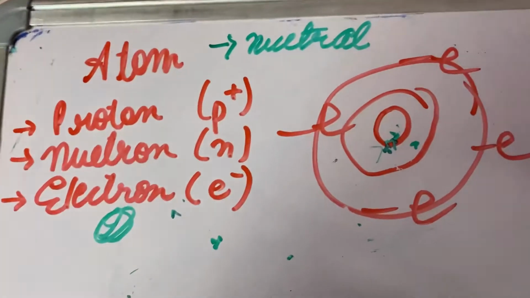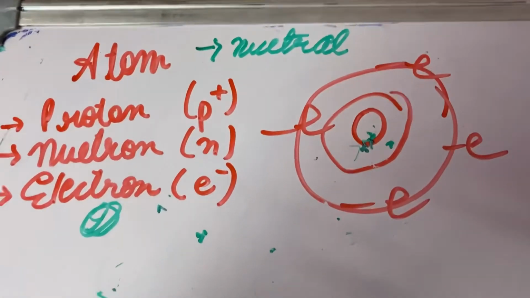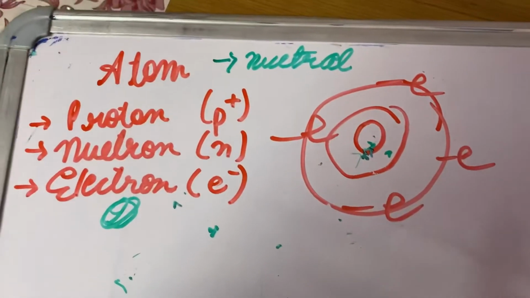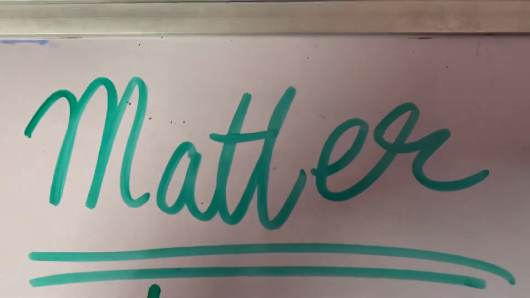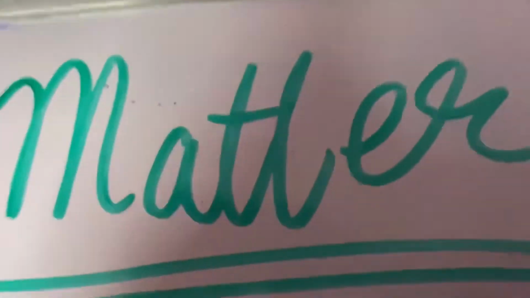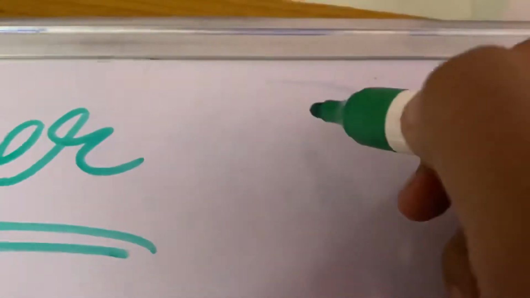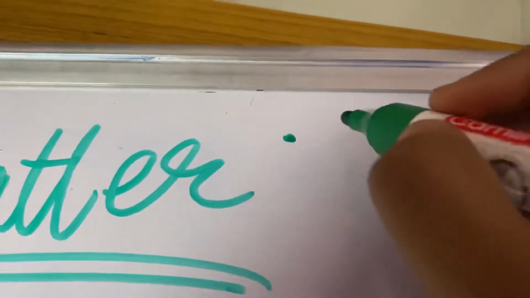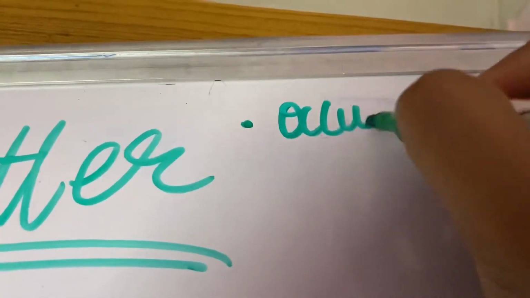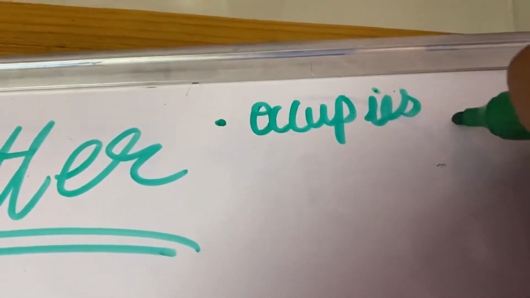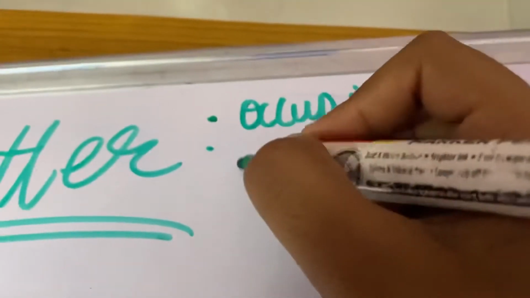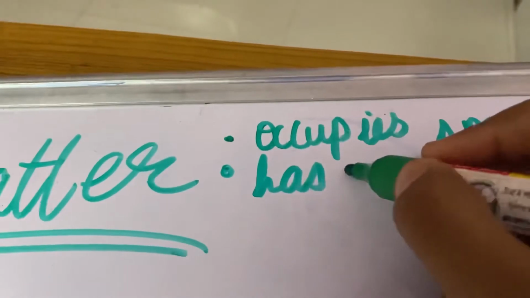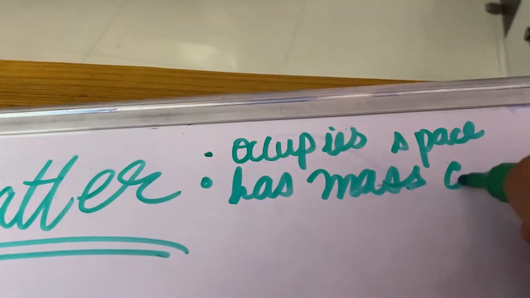So now, as we have done all the things about the atom, we should move on to matter. Now friends, matter. What is matter? Matter is firstly everything that occupies space. Secondly, everything that has mass and weight.